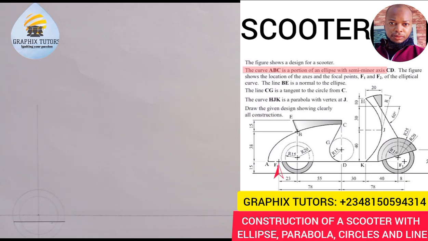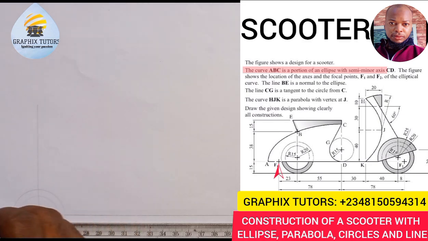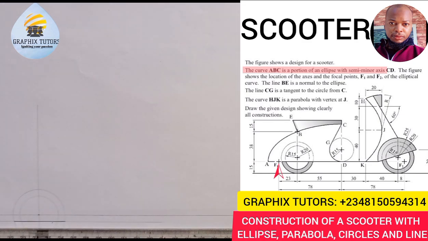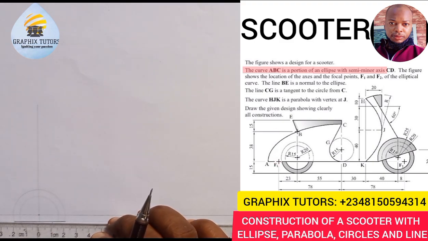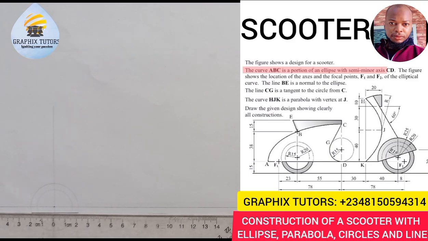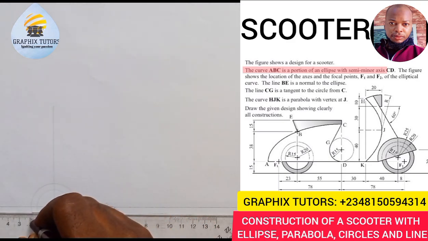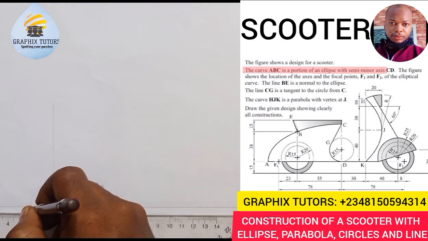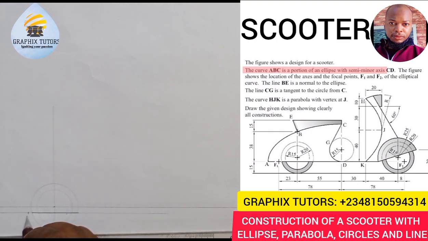So I'll measure. I'm going to extend this a little bit from here. Alright, so when I extend this from that point, then I'm going to measure 23 to get point F1. I'll measure the 23 there. So from this point here, 23 is here. And that point you see will be my F1.